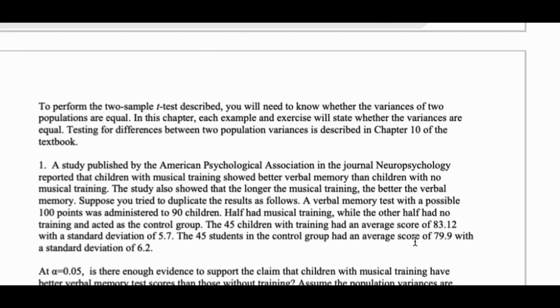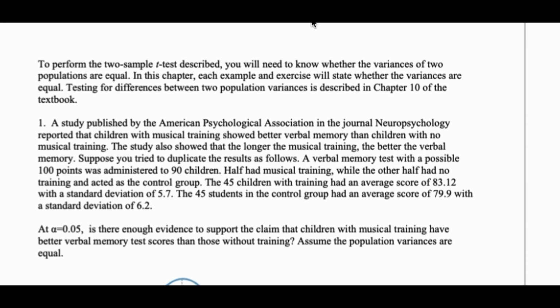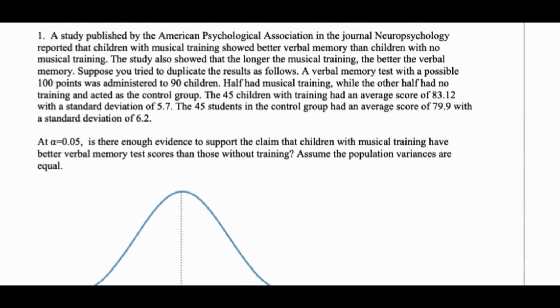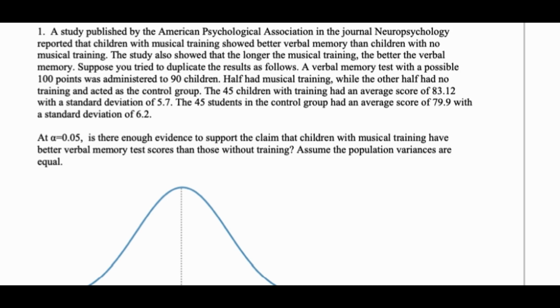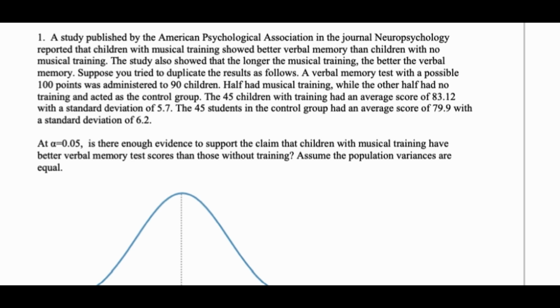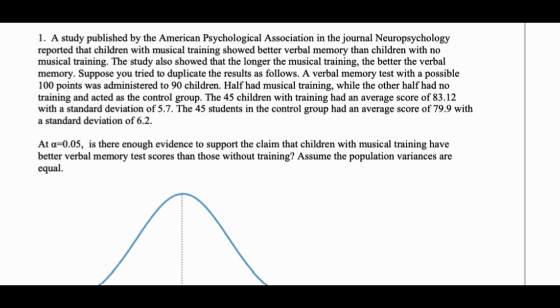Okay, I'll try it on an example here. It says, a study published by the APA, American Psychological Association, in the journal Neuropsychology reports that children with musical training showed better verbal memory than children without the musical training. The study also showed that the longer the musical training, the better the verbal memory. Now you want to duplicate these results because in science and statistics, if results have some validity to them, they should be reproducible.